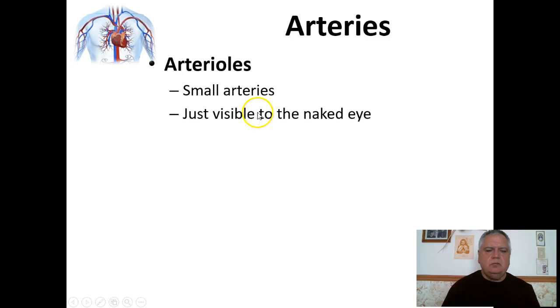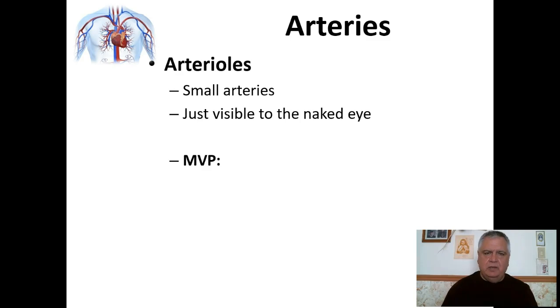These small arteries, the arterioles, are just big enough, I guess I should say, to be visible to the naked eye. The main artery that comes off the heart, where the heart pumps blood out to all body tissues, is the aorta. The aorta gives off branches of smaller arteries. Those smaller arteries give off branches, and those branches give off branches until you have branches that are just barely visible to the naked eye, and these are referred to as the arterioles.